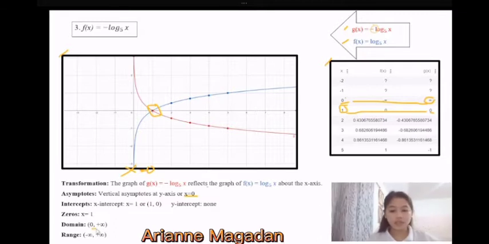For our domain and range, since the graph will not pass through the negative values of x, our domain is from the nearest value above 0 to positive infinity. Since our graph will move up and down, the range is -infinity to positive infinity.